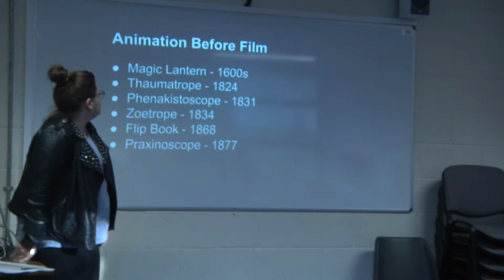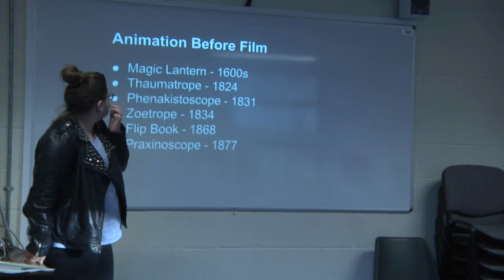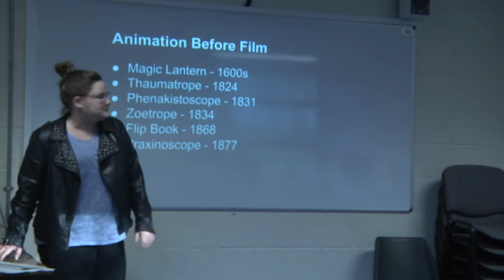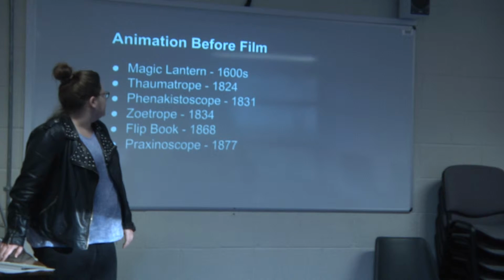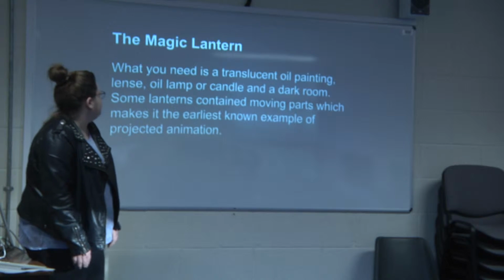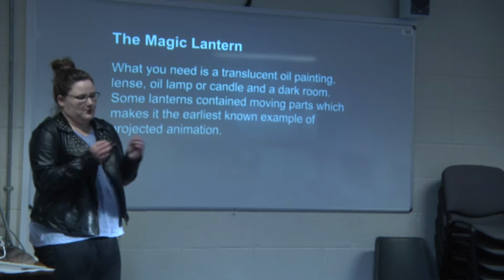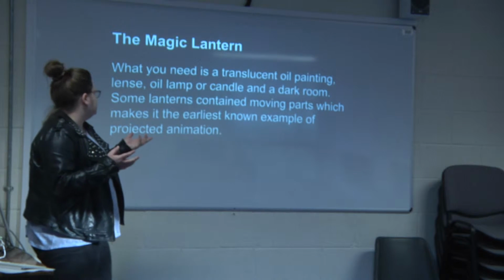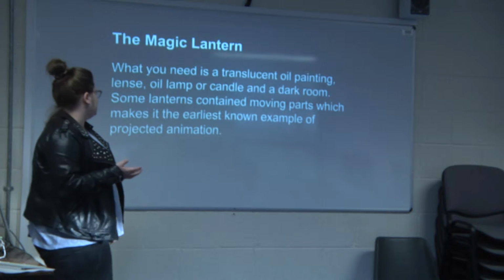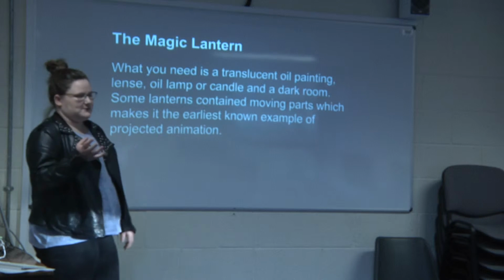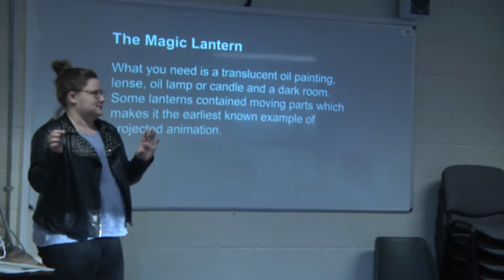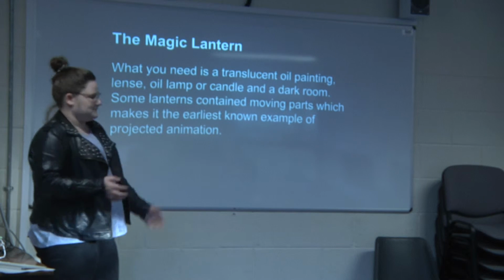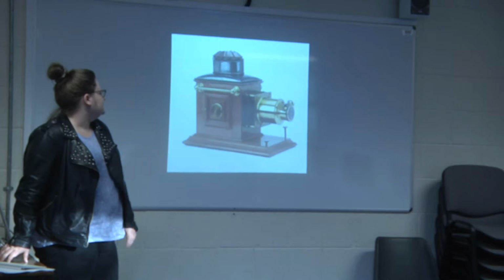So, animation before film. There's a few different things here, starting from the 1600s right up until the late 1800s. I'll go through each of these now. So the magic lantern: what you needed was a translucent oil painting, a lens, and then a candle or an oil lamp, and darkness, obviously, to see it. Some did have moving parts, so you could move different paintings through the magic lantern. It would be known as one of the earliest examples of projected animation on the wall. There's a picture of it now.